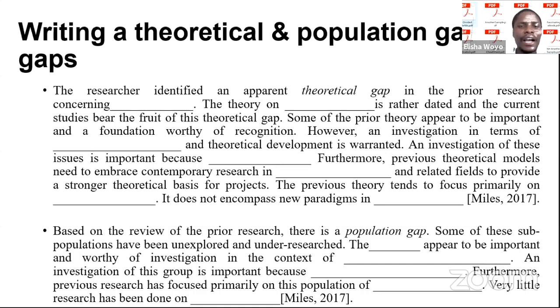Now moving on to the population gap: based on the review of prior research, there is a population gap. Some of these subpopulations have been unexplored and under-researched, and you should be able to identify, is it the age that is under-researched? Is it the gender? Which gender is it? Is it the ethnicity? Which ethnicity, which race is this? So there appears to be something worth investigating in the context of that.